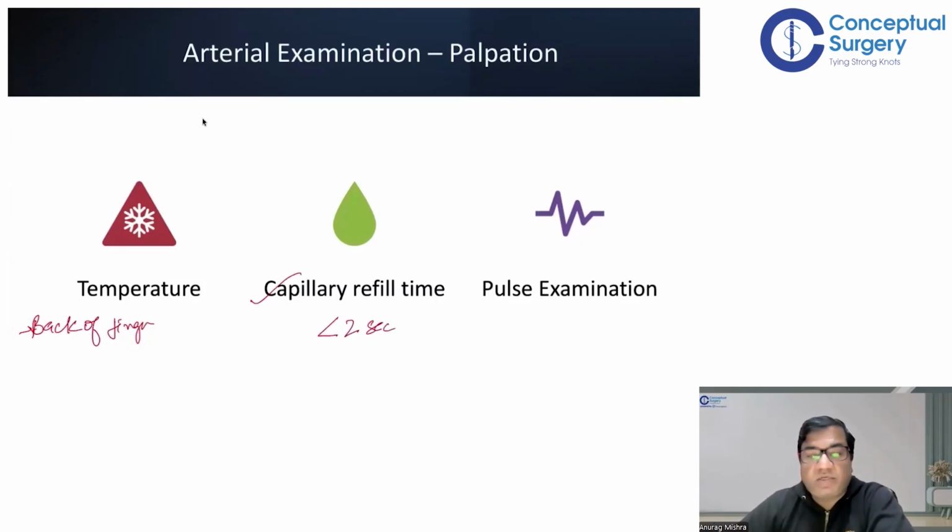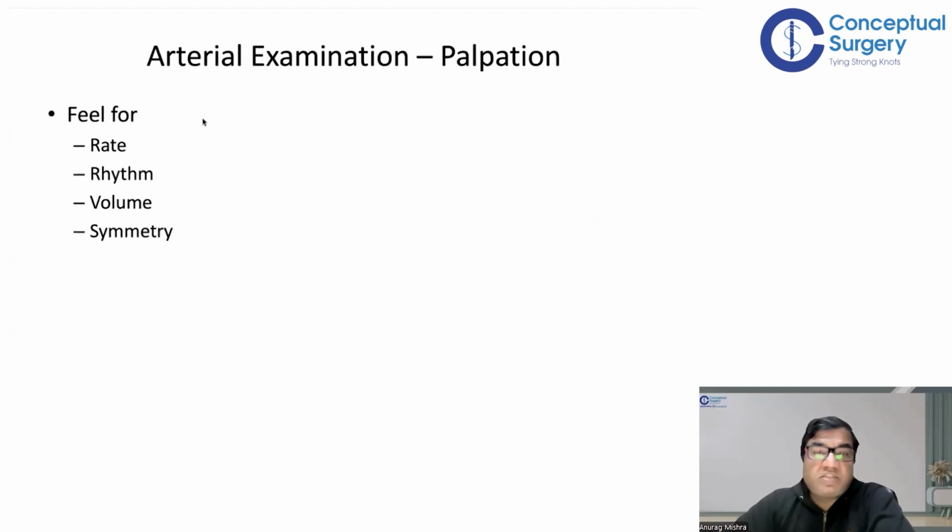And then pulse examination. Pulse examination is the mainstay, in examination or otherwise, this is the main part. If you're dealing with a vascular case, I think most of your viva will be around this, that which arteries have you palpated and what are the various grades. Whenever you're feeling, feel for the rate, the rhythm, the volume, and the symmetry.